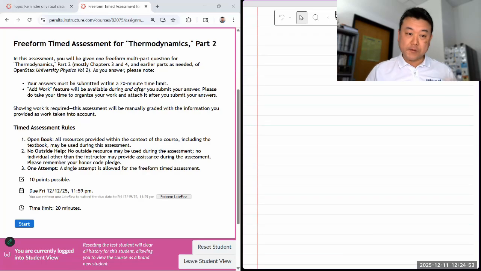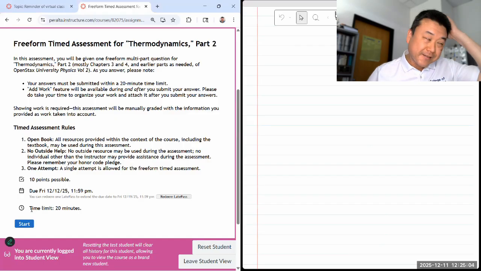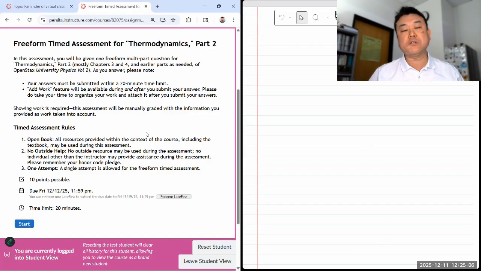So let me do this demo for the freeform timed assessment for thermodynamics part 2. I just did part 1, and same with part 1. I've seen the question before, although I think I'm forgetting now. I did have to look because I've done this demo 3 times already.